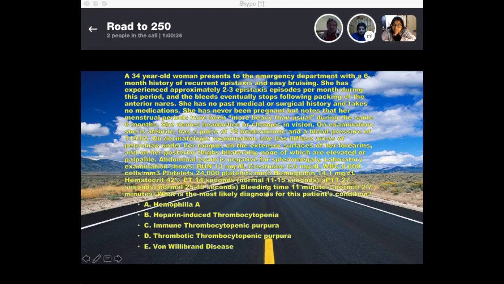Whoever's in charge of PowerPoint, can we hit it? Oh, fuck. Really? With no splenomegaly?